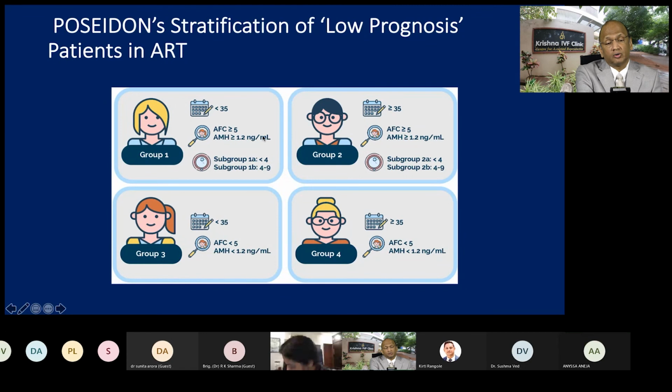So the stimulation protocols for group 1 and group 2 are different, group 3 and group 4 are different. And what we are speaking about today is a group 1 patient or a group 2 patient, after we do a stimulation we did not get adequate eggs. That is what we are addressing today.